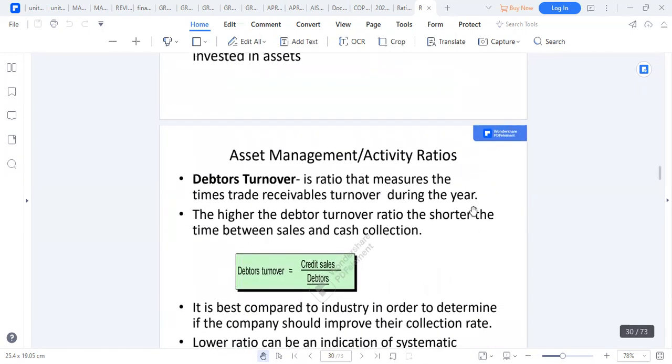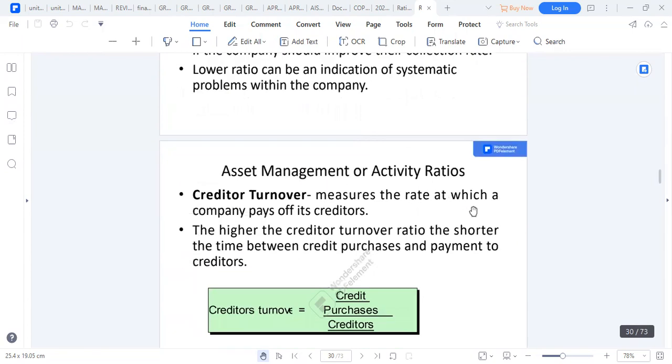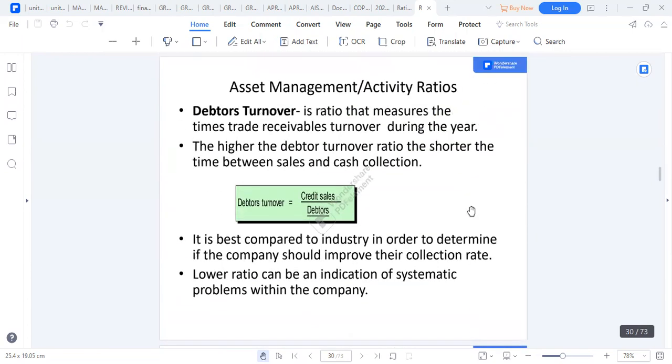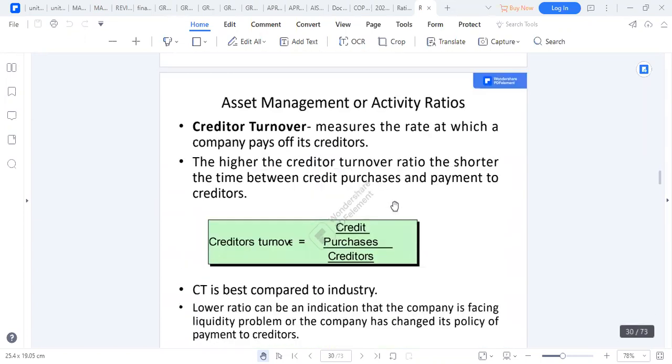These two ratios are very dependent. So when you're doing an analysis, it is not just an issue of interpreting it in terms of how the performance is in terms of the ratio. You must also interpret it in terms of the cause and effect. For example, because we received monies late from our very debtors, it affected our creditors turnover.